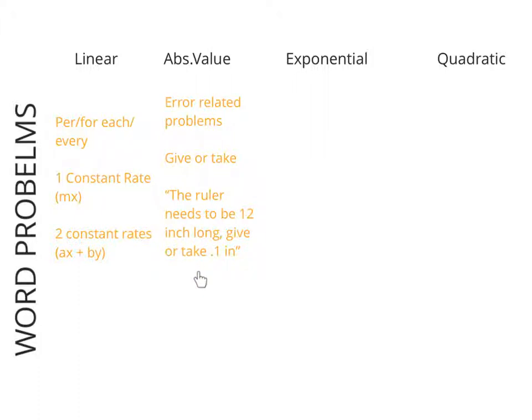The ruler needs to be 12 inches long, give or take 0.1 inches. So like if it's 11.9 or 12.1, that's considered okay. That's an idea of absolute value because you're adding or subtracting just the same amount in either direction. Again, we haven't talked about that this year and we aren't going to see those a ton, but I just wanted you to have that for your notes just for the sake of comparison.